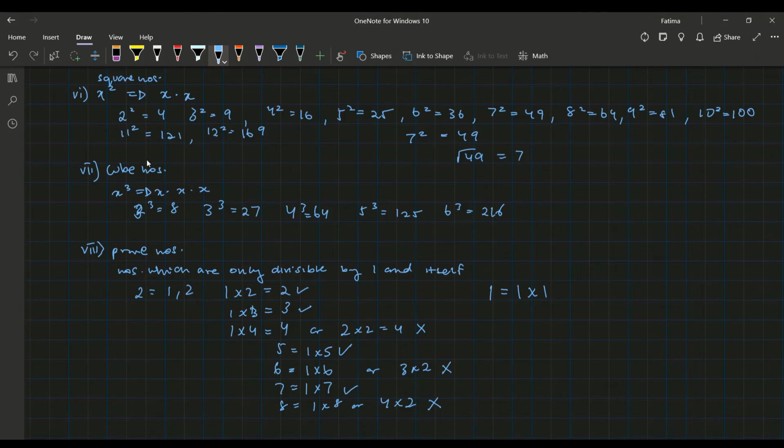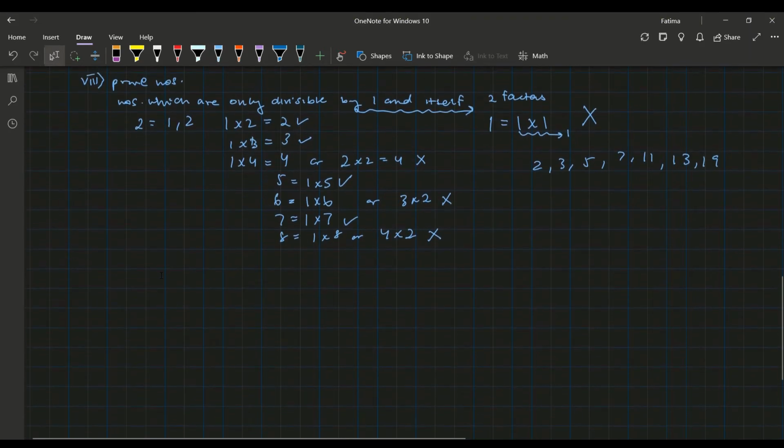We know that 1 can only be formed from 1 into 1 in terms of multiplication. So it's true that it is divisible by 1 and itself, but the definition of prime numbers saying that it's divisible by 1 and itself basically implies that it must have two factors. But over here, the factor of 1 is just 1. So we only have one type of factor here. Therefore, 1 is not a prime number. So prime numbers you should know are 2, 3, 5, 7, 11, 13, 19.